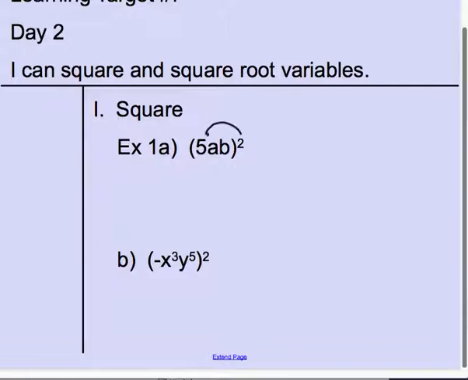Since I don't see a plus or minus sign, I'm going to square my 5 and get 25. I'm going to square my a and get a squared. And I'm going to square my b and get b squared.